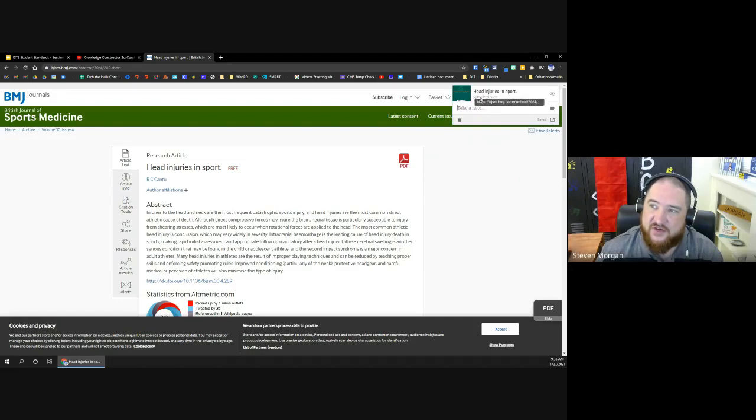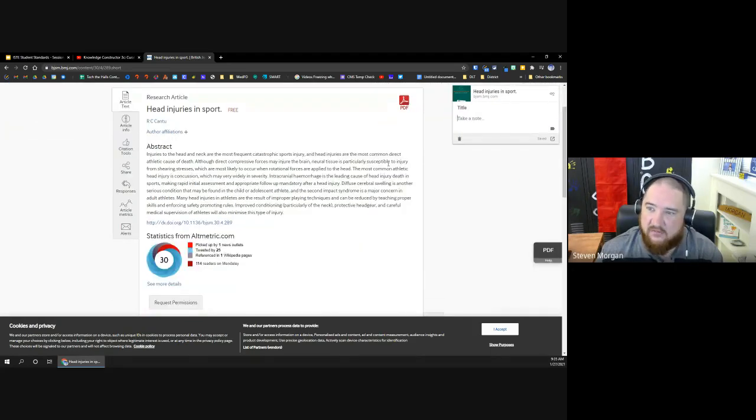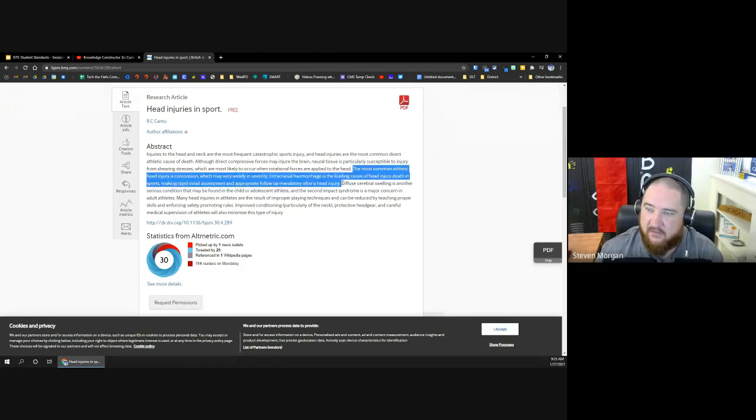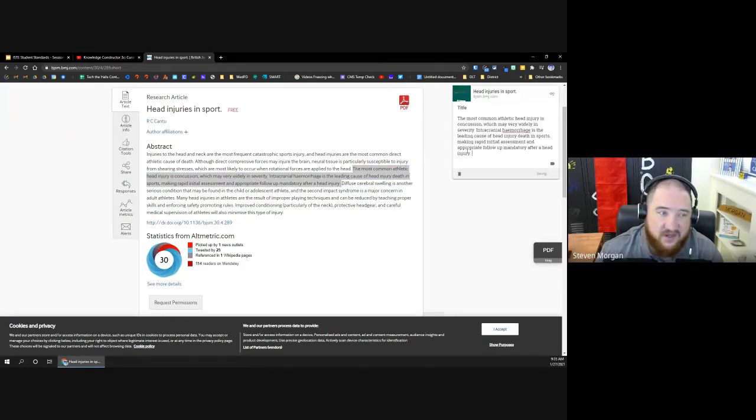So it says head injuries in sports. I can add some notes, or maybe I want to copy this sentence because it made it for me. Whenever I highlight it, well, it's actually already copied for me here. And so it's just a way to save it, right? And so it tells me it's already saved. I can add labels to it as well.